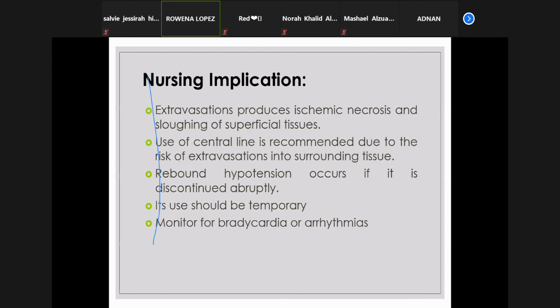Nursing implications: extravasation produces ischemic necrosis and sloughing of superficial tissues. Use of a central line is recommended. Rebound hypotension occurs if it is discontinued abruptly, so same as nitroglycerin, you should decrease the rate every 5 minutes. Its use should be temporary. Monitor for bradycardia or arrhythmias. The patient should always be on a cardiac monitor. All patients receiving inotropes and vasopressors, or any antiarrhythmic drug, should be monitored.